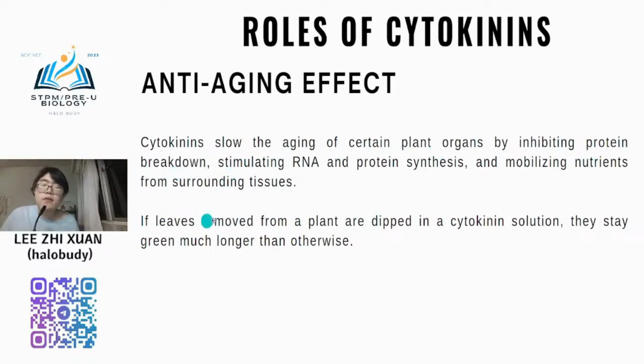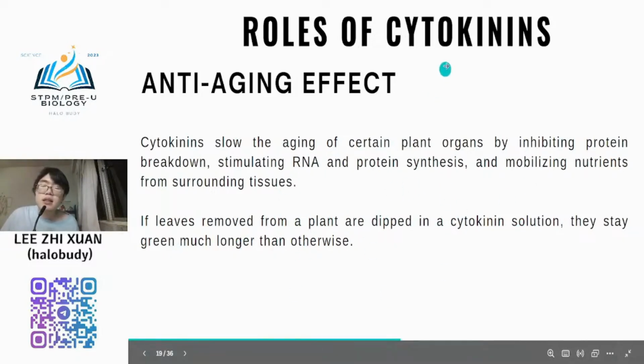Cytokinin slows the aging of certain plant organs by inhibiting protein breakdown. If leaves removed from a plant are dipped in cytokinin solution, they stay green much longer than otherwise. So this is the role of cytokinin.